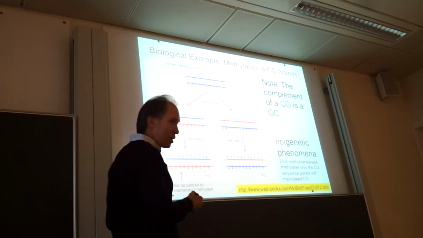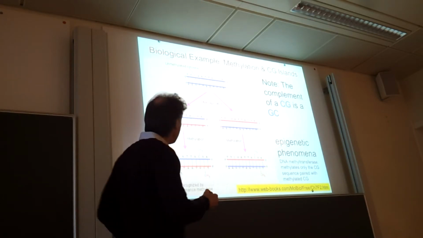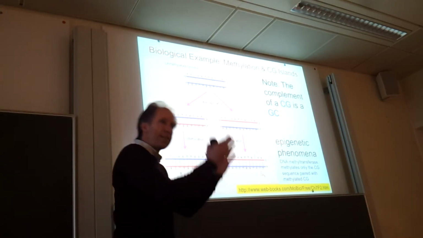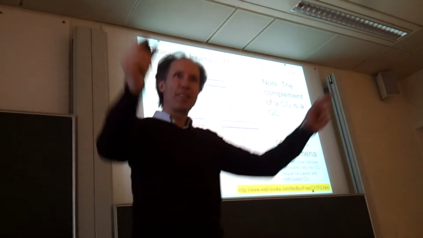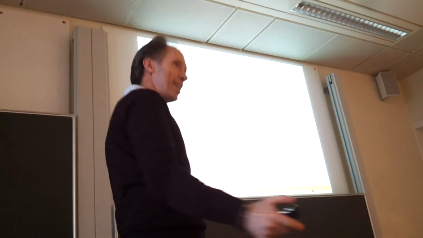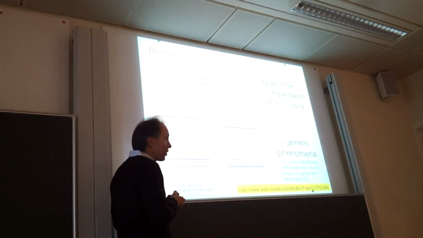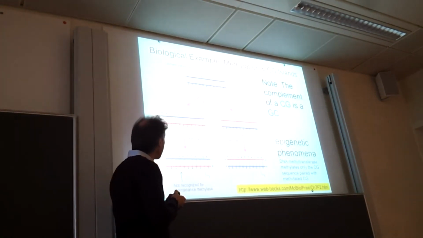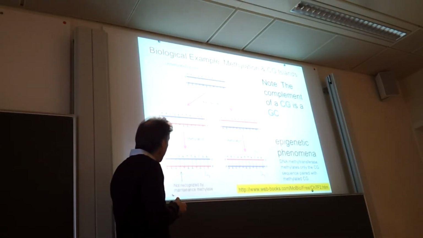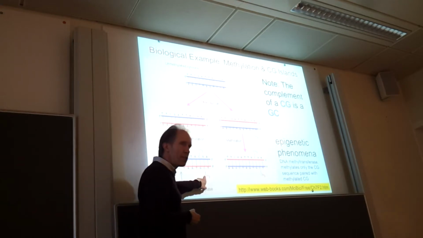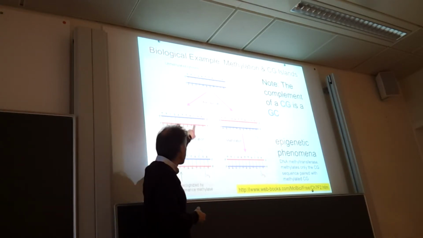Well, if you have cell division, what happens? The DNA is split into two strands, and then each of the strands is completed again in the daughter cells. And what happens if you have one of these CGs methylated? This one, for example, is methylated here, and this one is being built. In later generations, you only get methylation if the opposite one is methylated.